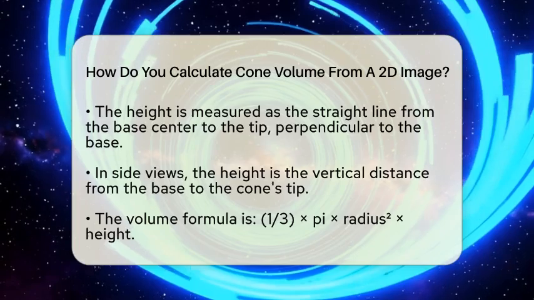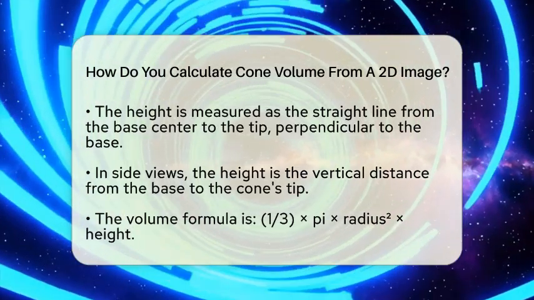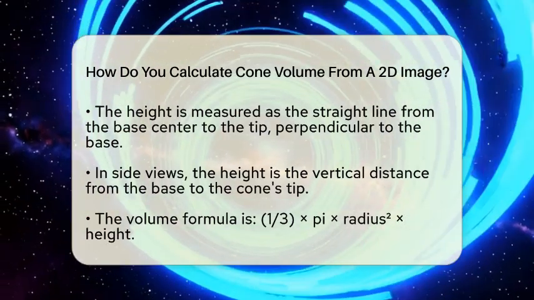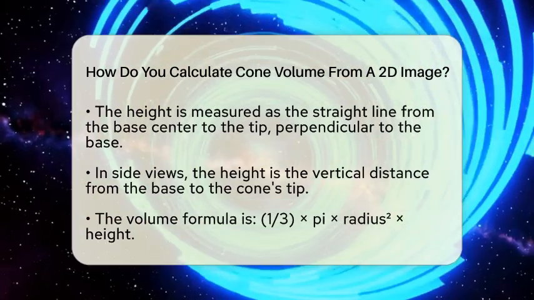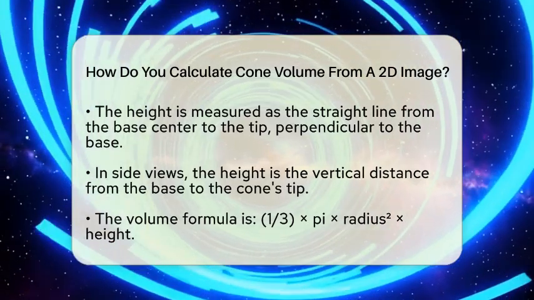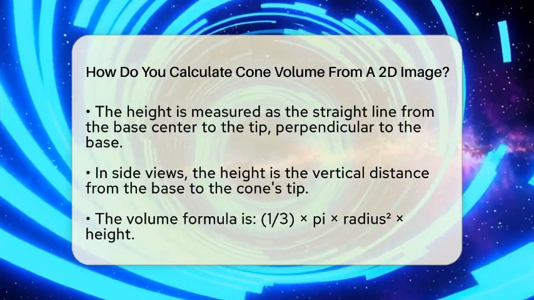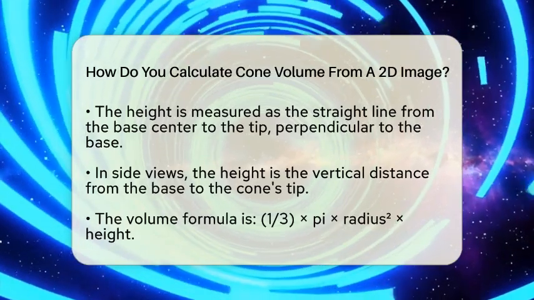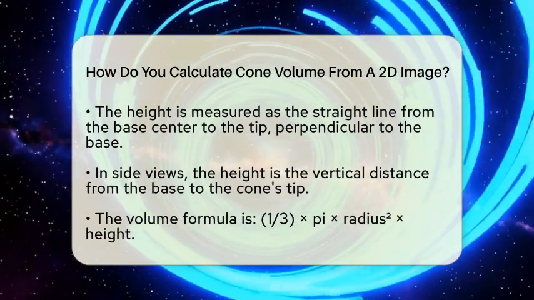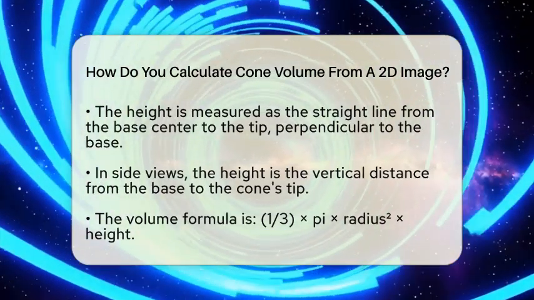Once you have the radius and height, you can use the cone volume formula. The formula says that the volume equals 1/3 times pi times the radius squared times the height. Pi is about 3.1416. So, you square the radius, multiply that by the height, then multiply everything by pi. Finally, take 1/3 of that number to get the volume.